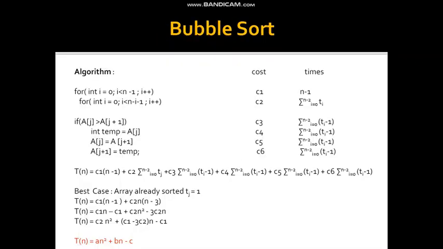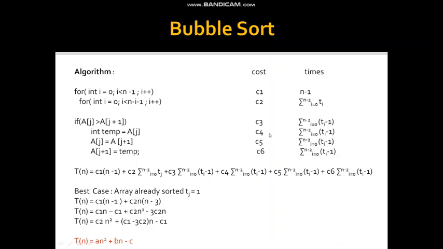So the first algorithm is bubble sort. In bubble sort, we compare the adjacent elements and swap them if they are in wrong order. So this is the algorithm for bubble sort, in which we use two nested loops and compare the two adjacent elements. If they are in wrong order, then we swap them.